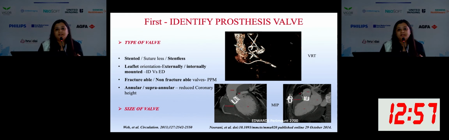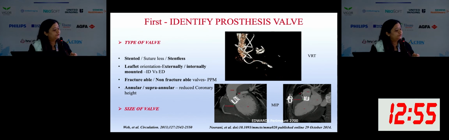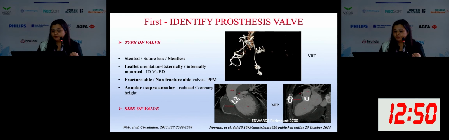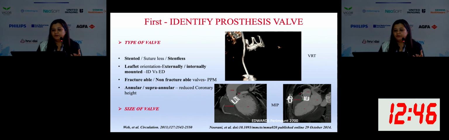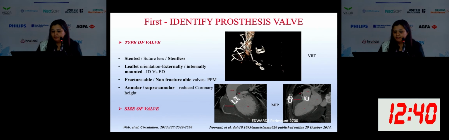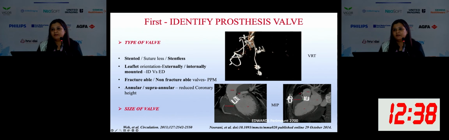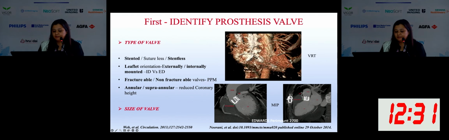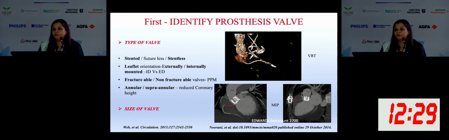Now we start with identifying the valve. So how do you do that? You take MIP images. You can narrow down the window, demonstrate the valve, zoom in and have a look at the valve. Now, this comes over a period of time that you can identify, but you don't have to actually. There are a lot of references which are available, which you can go through and identify the valve easily. I have shown you. And you can even see in the MIP, you can beautifully demonstrate the stent frame if it is a stented valve.